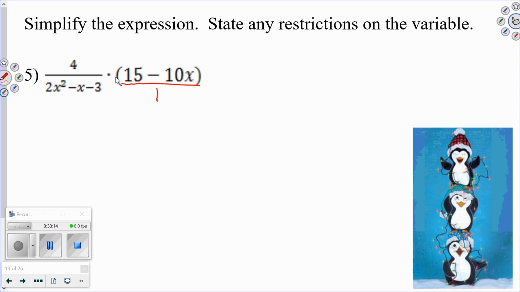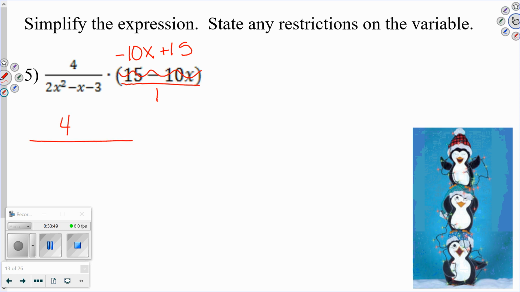Why don't I like that? It's not in standard form. There it is. This is negative 10x plus 15. Be careful of your signs when you rearrange them. Whatever sign's in front, it stays with it when you rearrange it. All right, so there wasn't a fraction. Just put it over 1. Over 1, not under 1. Make sure it's in standard form, and then we factor.